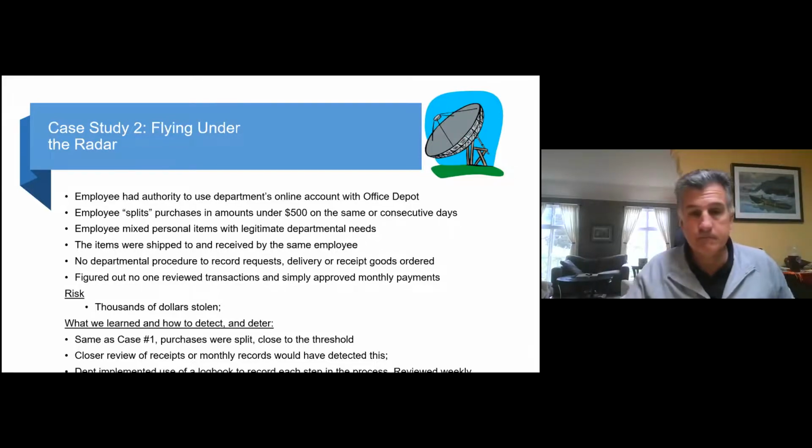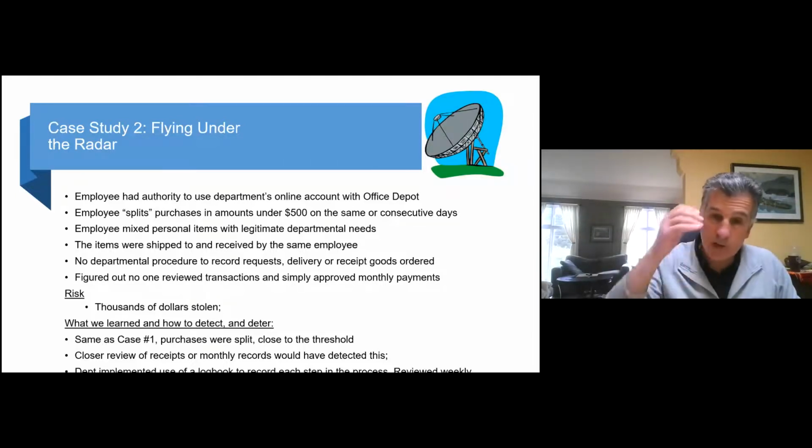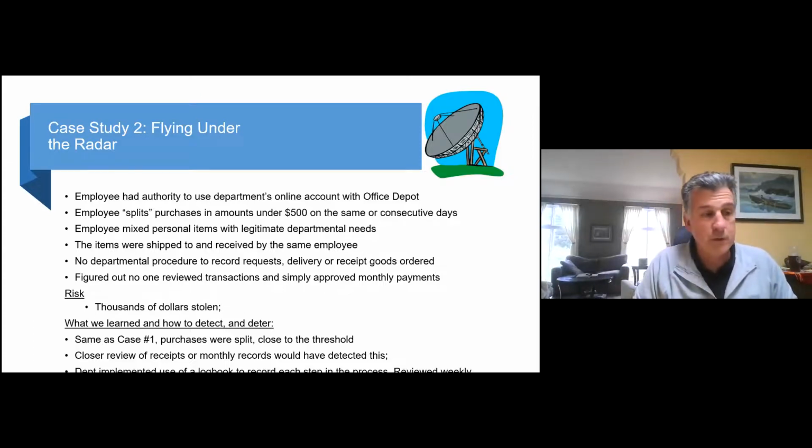And what we learned, same as with the first case study, the purchases were split just underneath that threshold limit, in this case, $500. Closer review of the receipts or monthly records would have detected this. And as a result, the department implemented the use of a logbook to record each step of their procurement process. And ultimately, they decided to start looking at receipts on a weekly basis as opposed to monthly. Next slide.